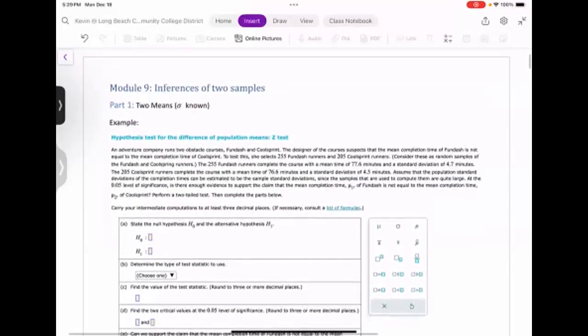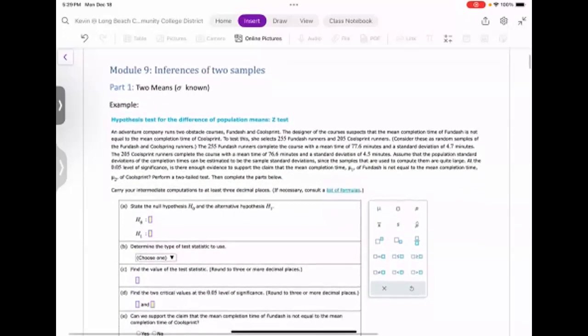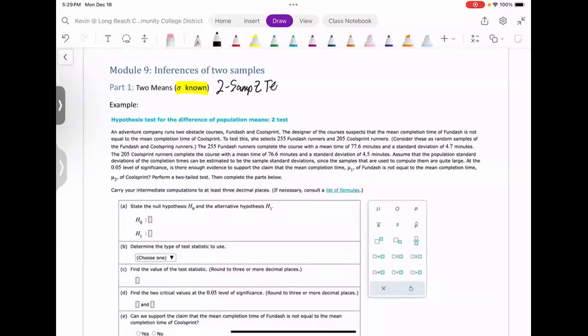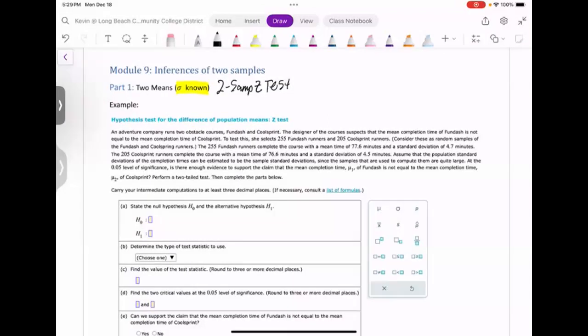We are going to be comparing two means, and specifically with sigma known. That translates to us using a z-test. Actually, let's be more specific. This is going to be a two-sample z-test, and it's z because the population standard deviation will be known.